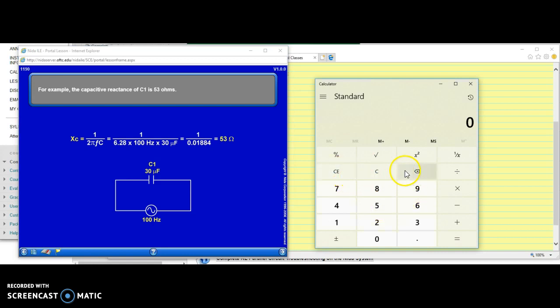And since we got the reciprocal button, remember reciprocal is just taking 1 and dividing it by whatever value you arrive at. So all I've got to do is the 2 pi FC and then reciprocate it. So I'll say 6.28. Well, it helps if you don't hit clear. Let's try that one more time. 6.28 times 100 times 30 equals, and we got 18,840.